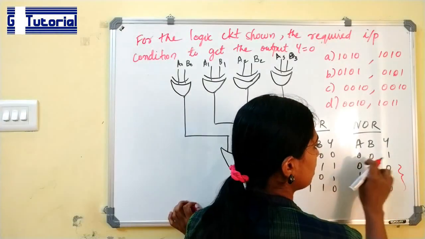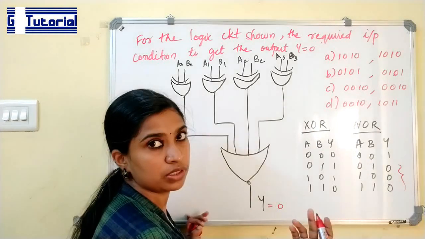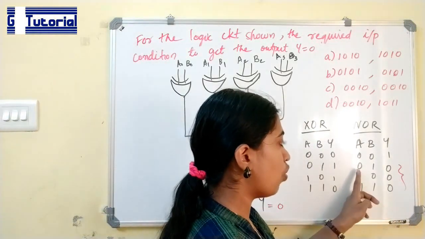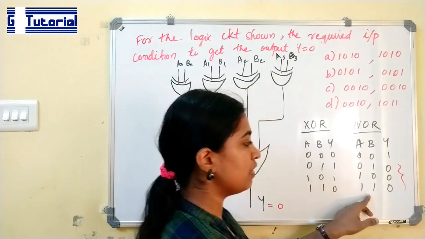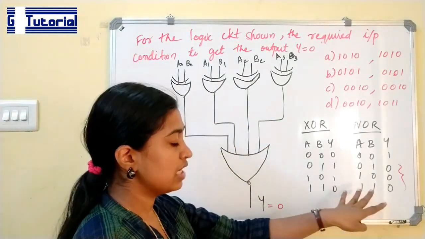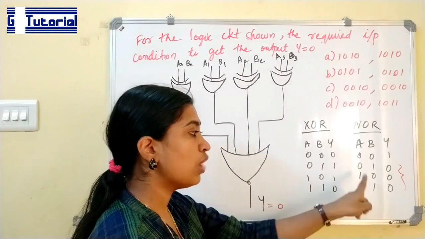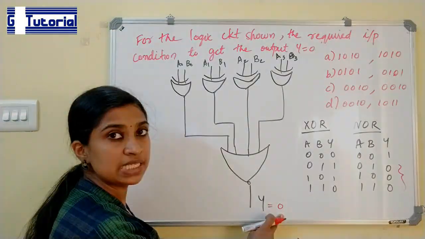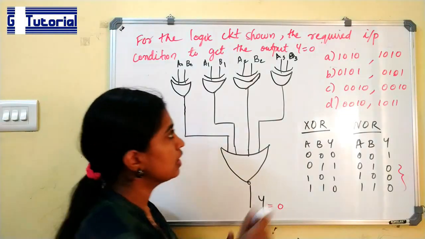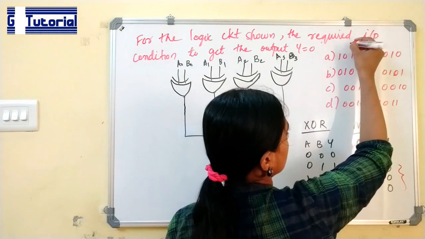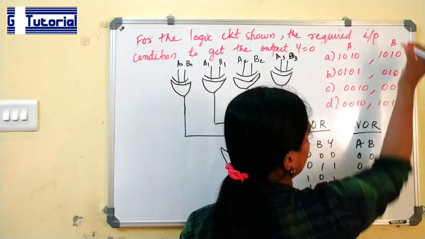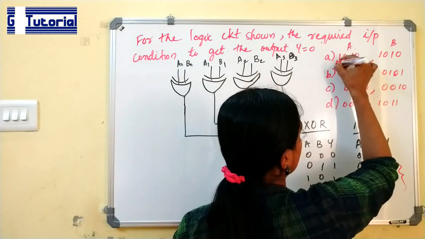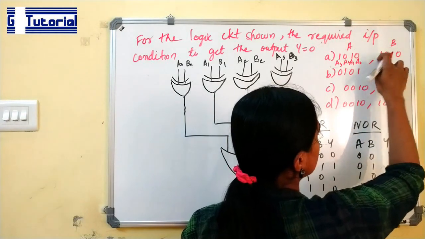If all inputs are 0, then the output is 1. But here the output is 0. So all inputs should not be 0. At least one of them should be 1. Only then the output will be 0. Let us use options to solve this. This number is for A and this number is for B. This is A0, A1, A2, A3 and B0, B1, B2, B3.